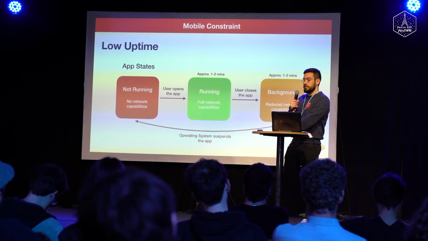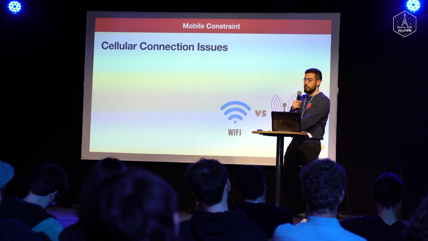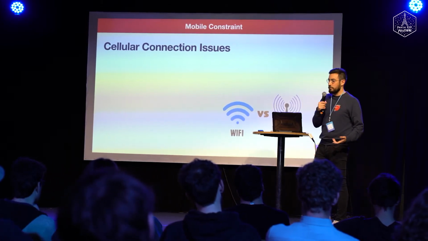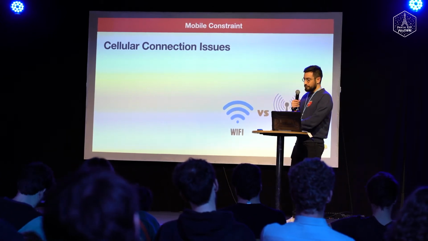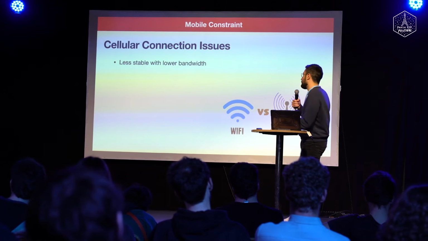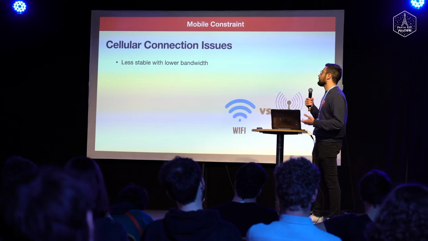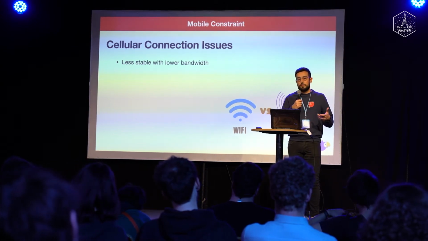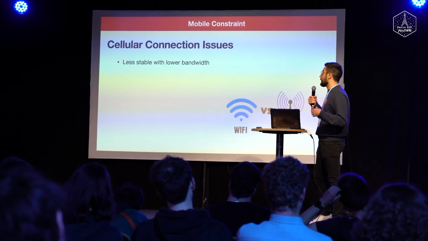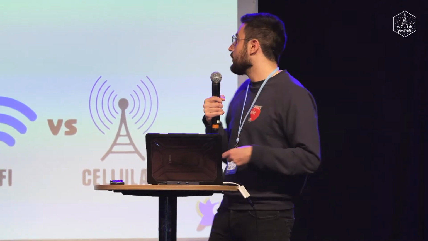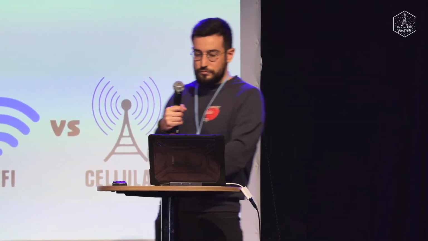So the last issue you can have on mobile is, of course, the cellular connection. In cellular connection, one of the main concerns is the stability and the low bandwidth connection you will have. On average you can have a lot of packet drop on cellular connection, which you will not have on Wi-Fi. You will have a much more stable connection there. On cellular, you constantly have a chance of packet loss, etc. So, a less stable connection.